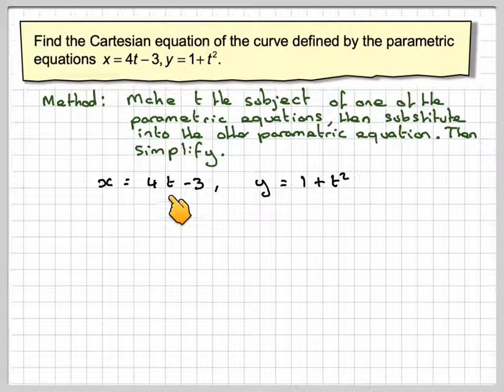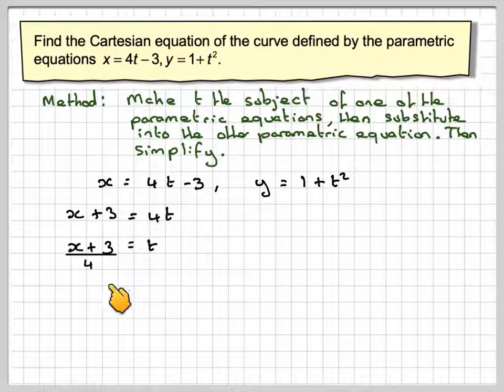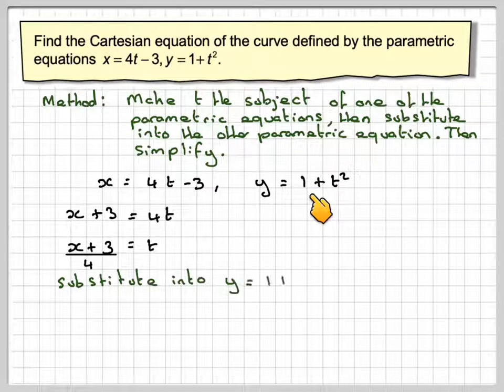squared. So making t the subject of this one, we get x plus 3 is equal to 4t, then t will be equal to (x plus 3) over 4. And then we substitute into this one here, y is equal to 1 plus t squared.